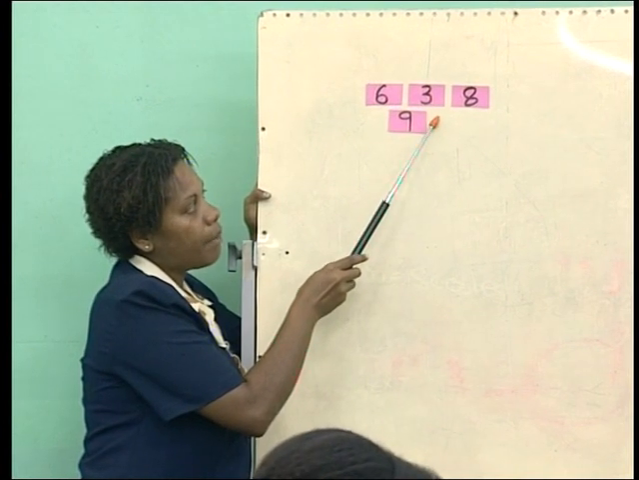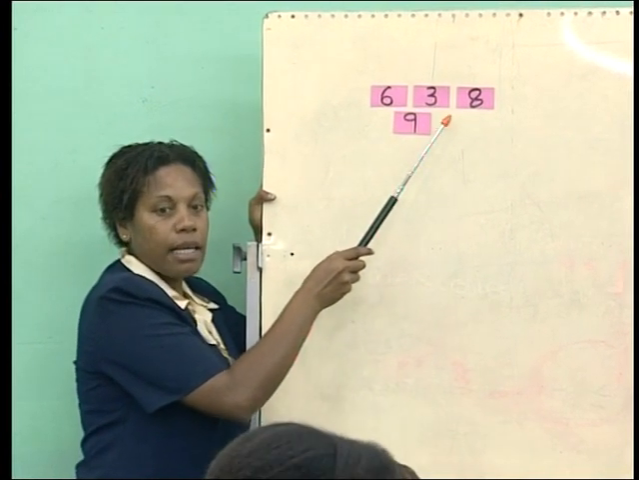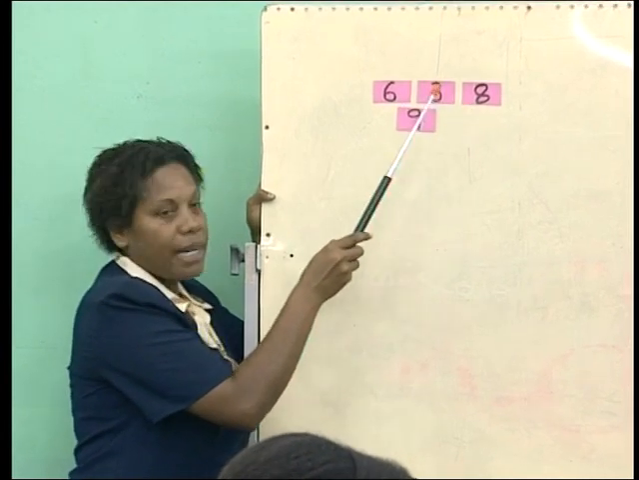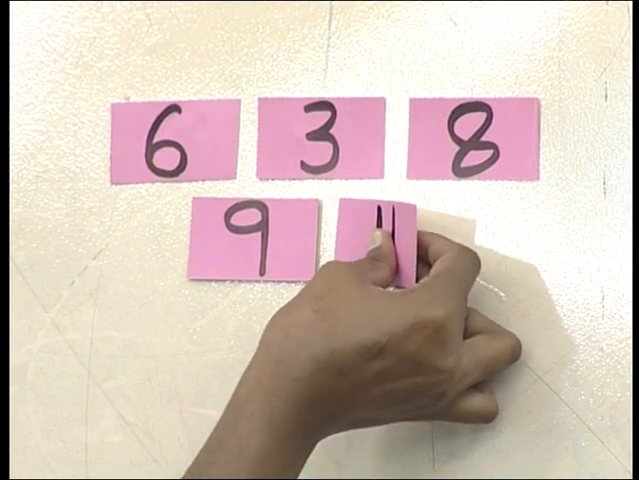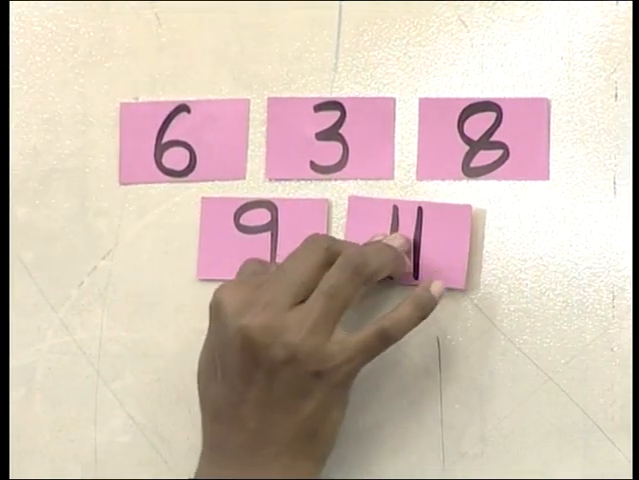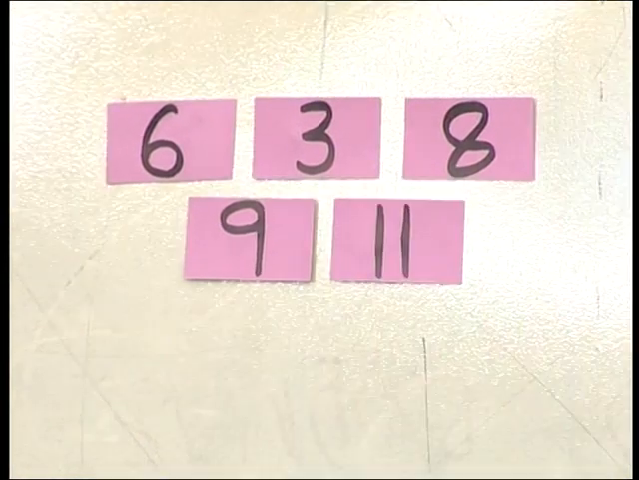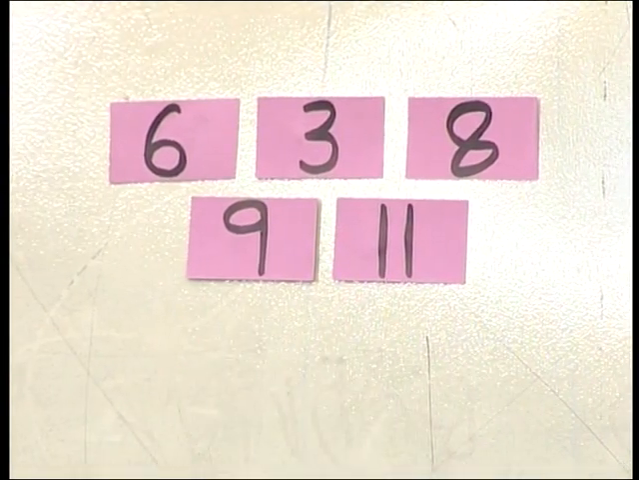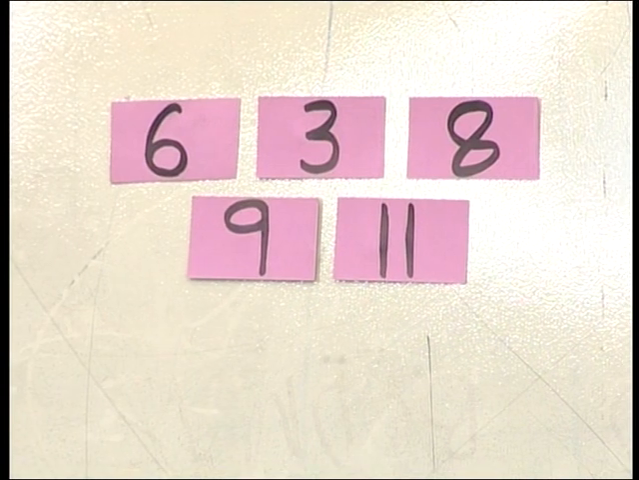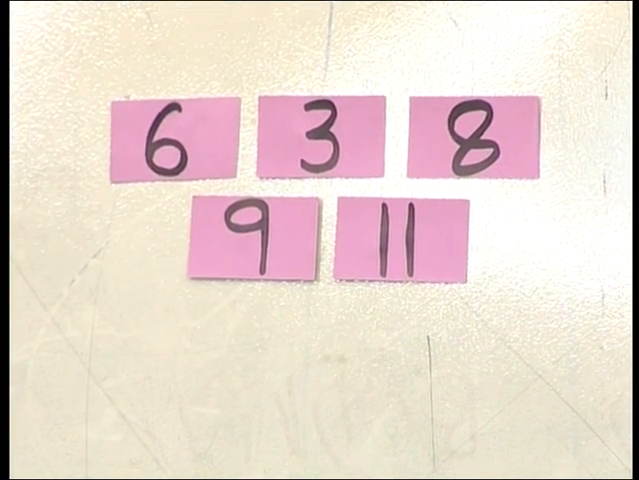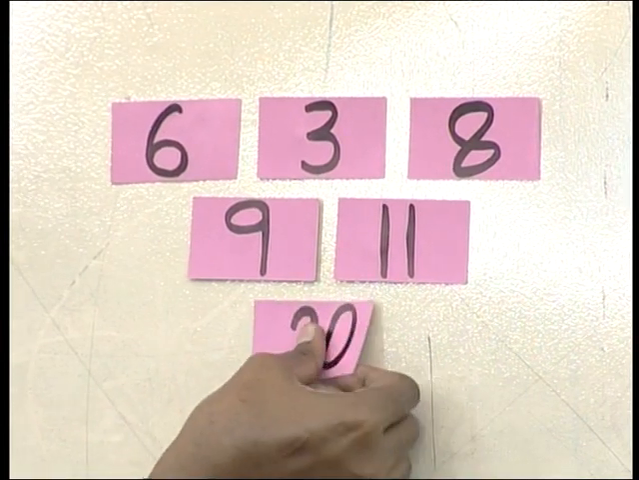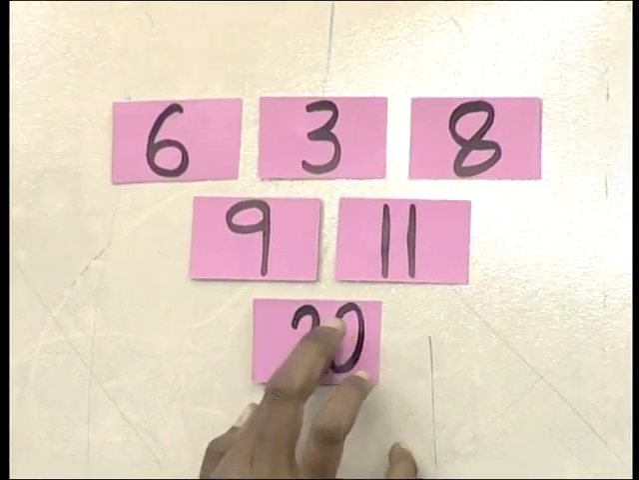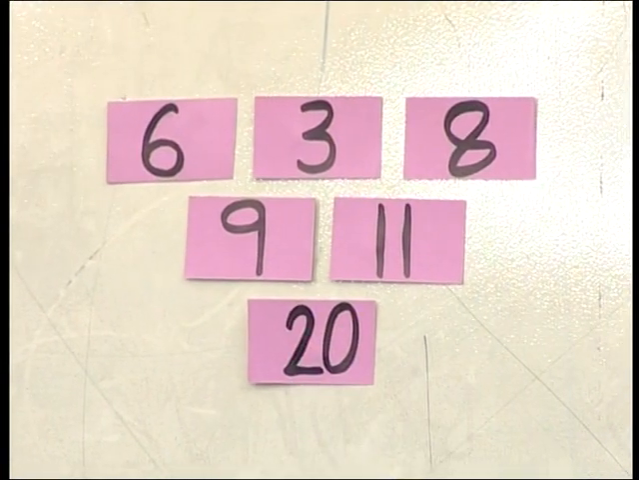What number will come here? Okay, 11. 3 plus 8 is equal to 11. Now what number will come at the bottom? 20. All right, why 20? 9 plus 11, which is 20. So I hope you have formed a tower total from your cards, receiving students and 7Es, like what I have up here on the board.